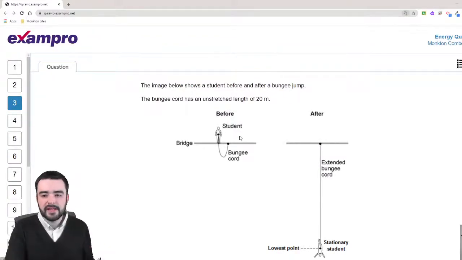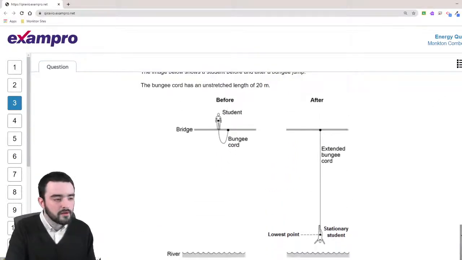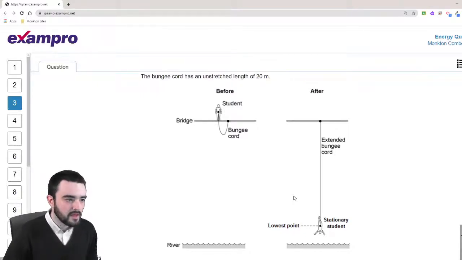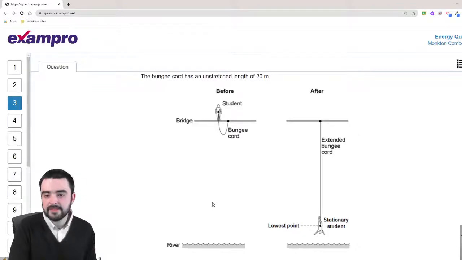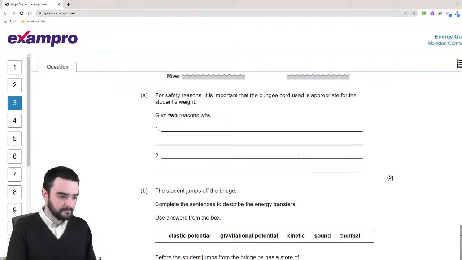So here we have an exam question which is about energy. So you can be looking at this: images showing a student before and after a bungee jump. The bungee cord has an unstretched length, and we're seeing there is a bridge and there's after. So hopefully when you see this, you think, okay, it's an energy question. What sort of energy stores are going to be involved? Well, we have a change in height, so that should hopefully be suggesting to you that gravitational potential energy is involved, and we have an extended or a stretched cord, so hopefully you'll be thinking elastic potential energy.